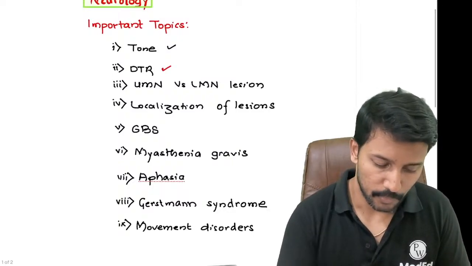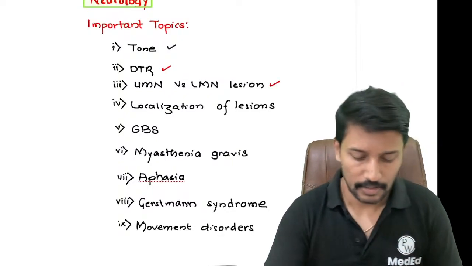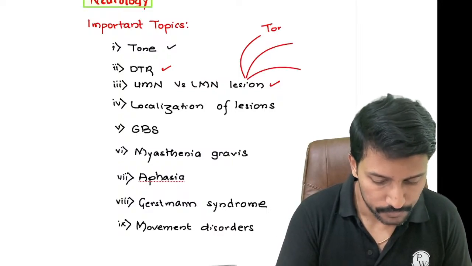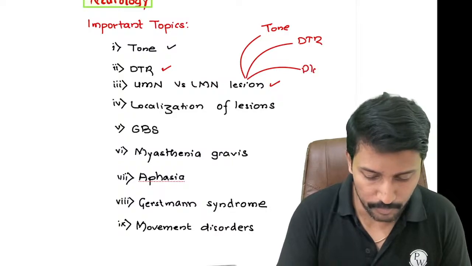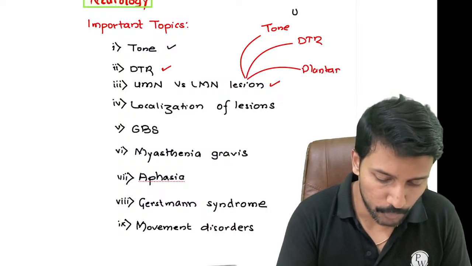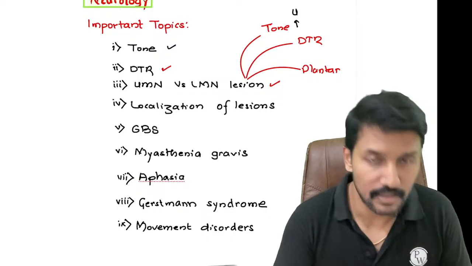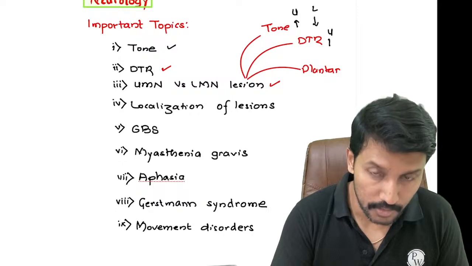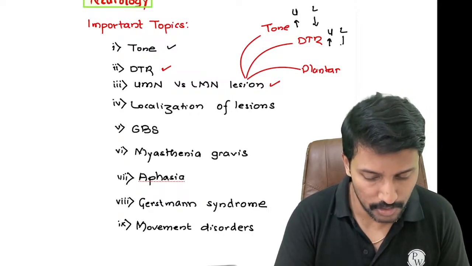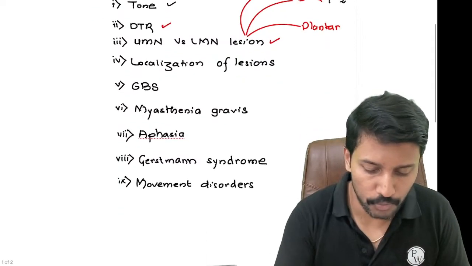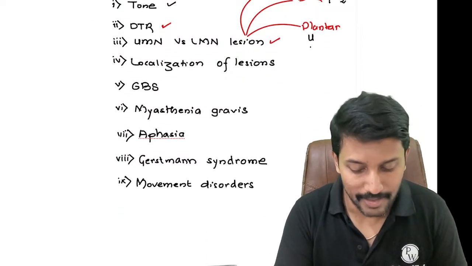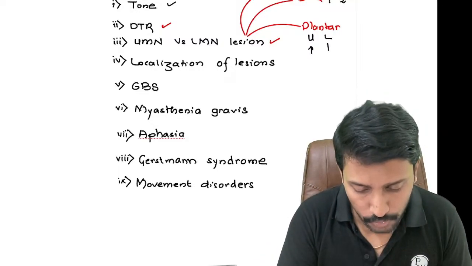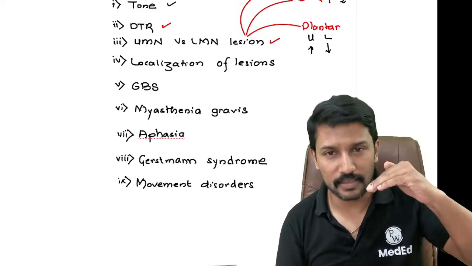I think we have addressed the upper motor neuron versus lower motor neuron differentiation. Three key points, let me summarize again. What are the three key points? The tone, deep tendon reflexes, and the plantar response. If I have upper motor neuron damage, what happens to tone? It is increased. If I have lower motor neuron damage, the tone is decreased. If I have upper motor neuron damage, deep tendon reflexes are exaggerated. If lower motor neuron lesion, they are diminished. If upper motor neuron lesion, the plantar response is going to be extensor, so I will write it as upgoing, extensor. If lower motor neuron lesion, the plantar response is flexor or downgoing.